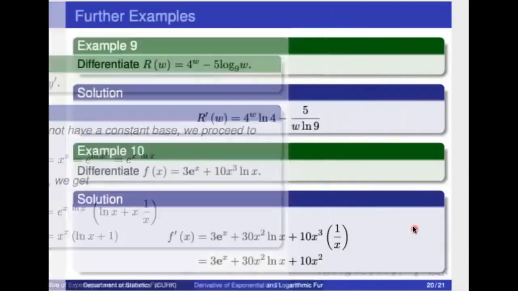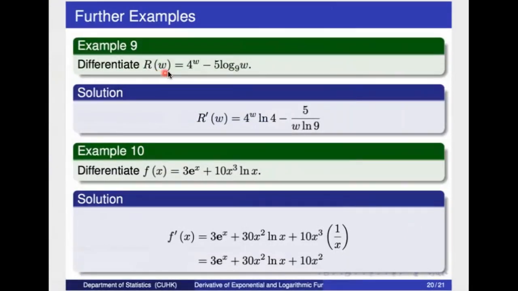Another example is differentiate R(w) equals 4 to the power of w minus 5 log base 9 of w. R prime of w equals 4 to the power of w times ln 4, minus 5 over w ln 9. Another example is differentiate f(x) equals 3e to the power of x plus 10x cubed times ln x. f prime of x equals 3e to the power of x plus 30x squared times ln x, plus 10x cubed times 1 over x, which equals 3e to the power of x plus 30x squared times ln x, plus 10x squared.